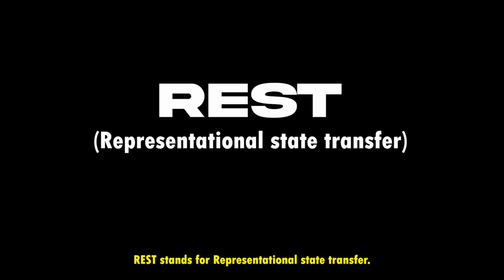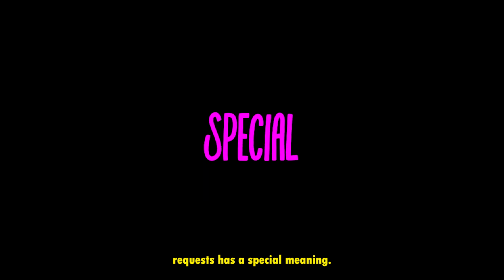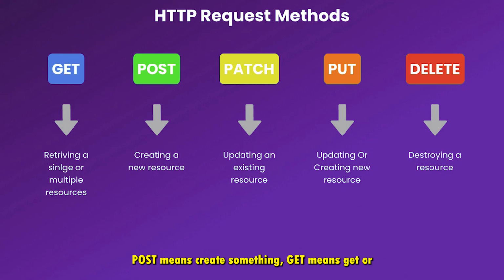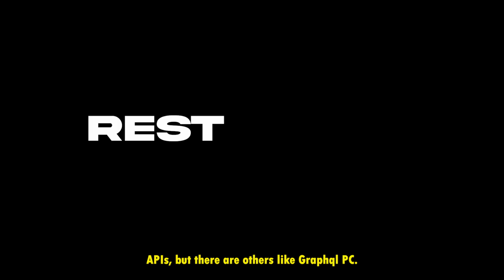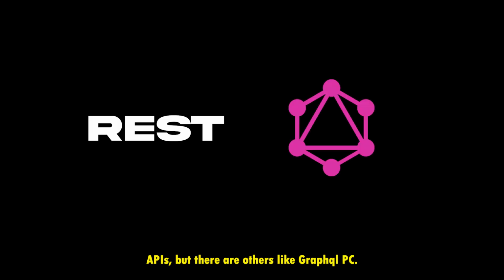REST stands for Representational State Transfer. In REST, the types of requests have a special meaning. Post means create something. Get means get or read something. Put means update something, while delete means delete or remove something. So when we write POST /orders, we mean create a new order. When we write GET /orders, we mean get all orders. REST is the most common convention for APIs, but there are others like GraphQL and RPC.